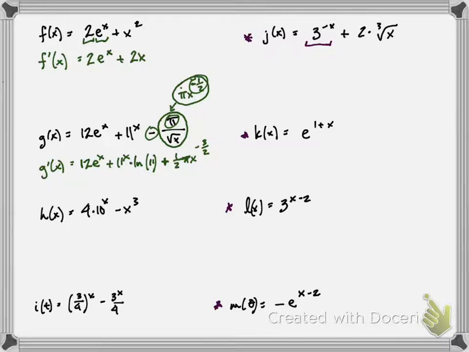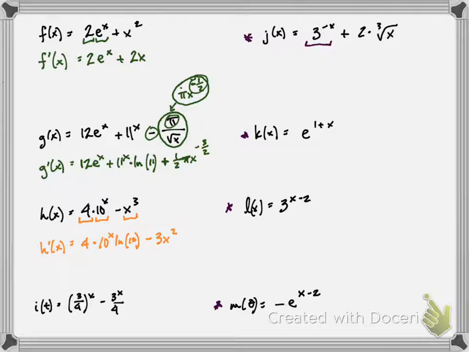H of x. H of x is 4 times 10 to the x. Again, I want you to keep in mind that's a constant. That's k. That's what we're deriving. Okay? And then we've got to derive this as well. So h prime of x is the constant rewritten times whatever the derivative of 10 to the x is, which is 10 to the x times the natural log of 10. Okay? And then we have to subtract 3x squared. The derivative of negative x cubed is negative 3x squared.